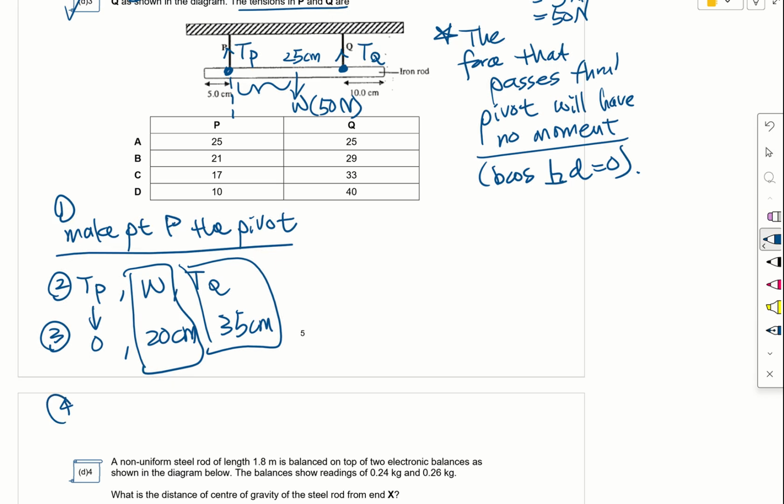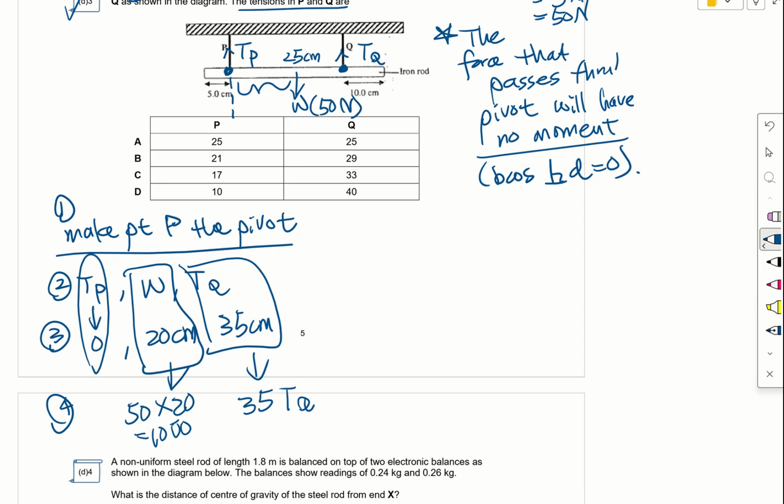And step 4 is to find the moment. Since TP is multiplied by 0, the moment due to force TP will be 0. For W, this will be 50 multiplied by 20. Okay, there's actually no need to convert it to meters, to SI unit, because if everything is in cm, everything will cancel out and work out fine. Okay, so this is step 4. For TQ, this will be 35 TQ, right? You apply the formula, moment equals force times perpendicular distance.